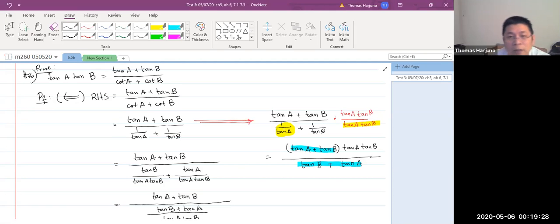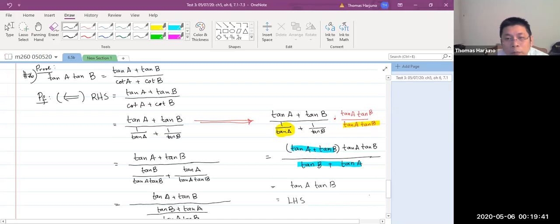You see, it's a lot faster if I use this method. That's tangent A, tangent B, which is my left-hand side. And that's the end of the proof.